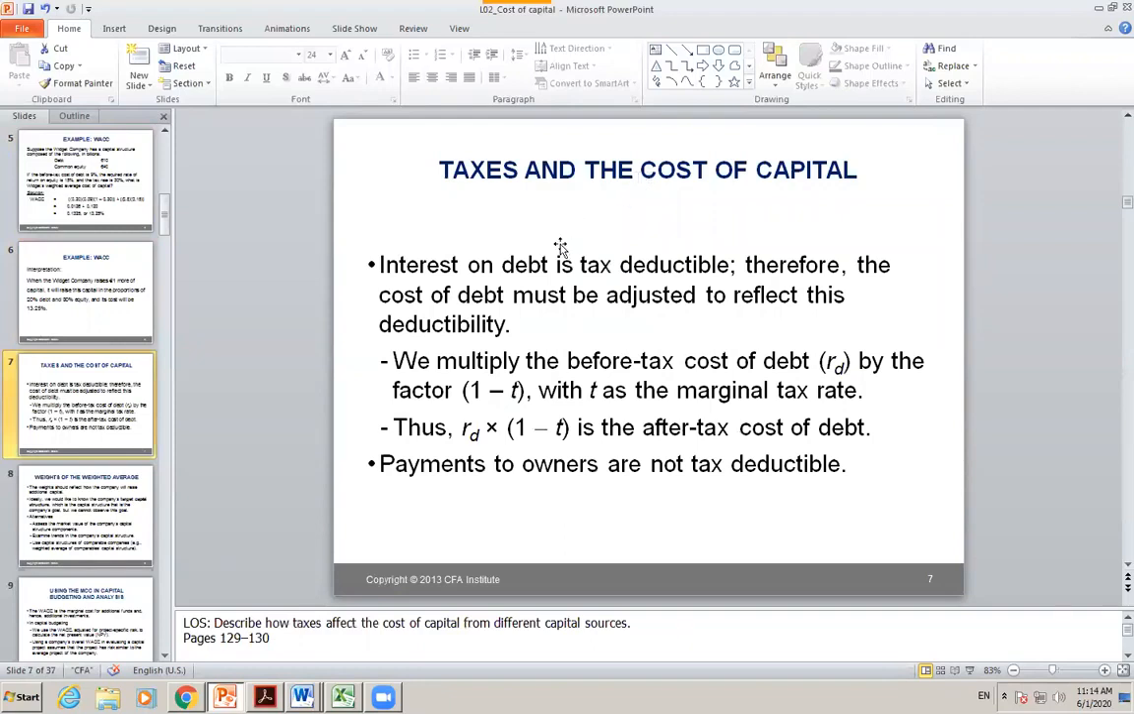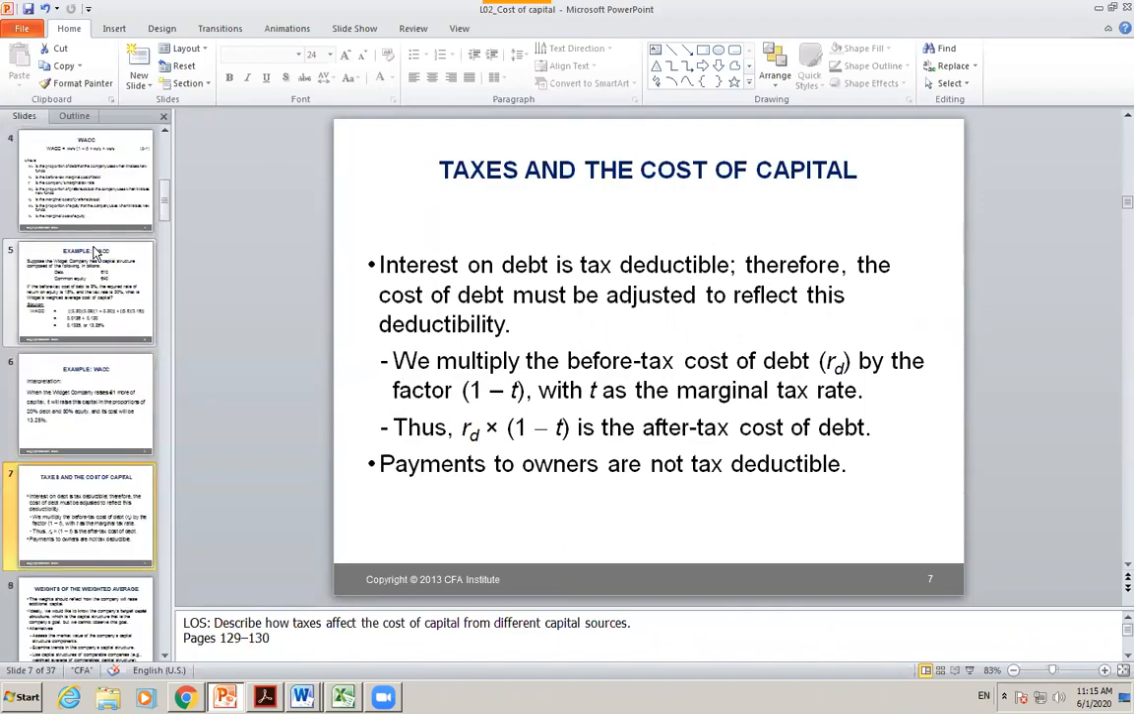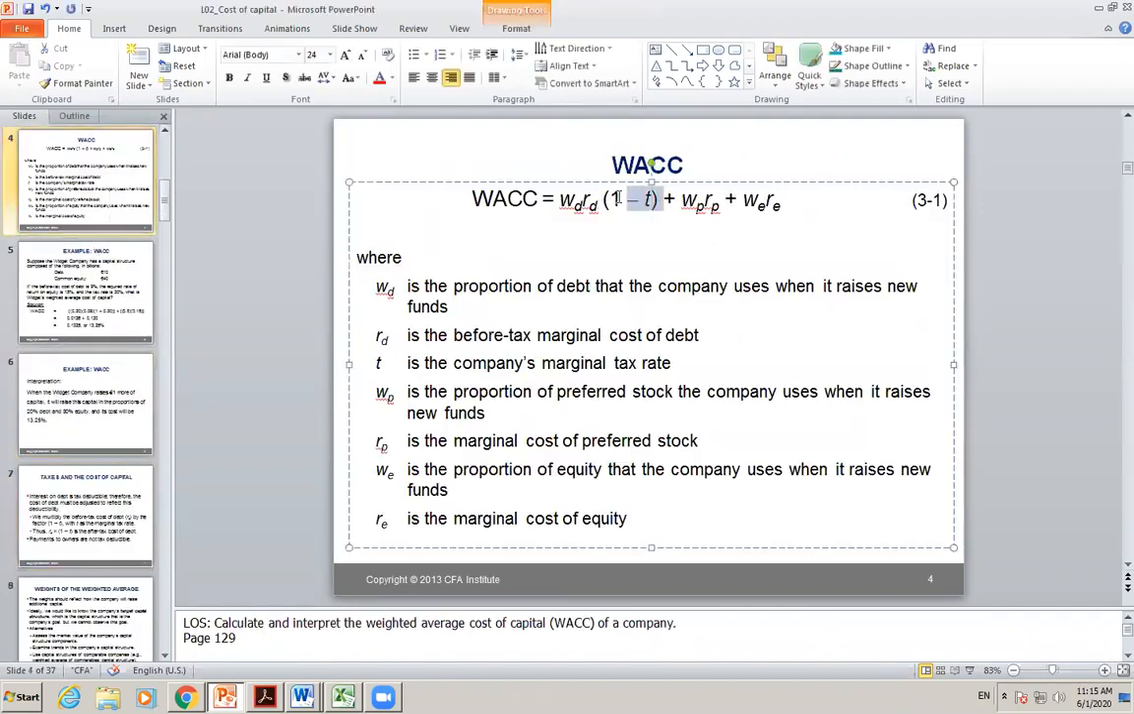And there's the tax effect. Actually, the interest on debt is tax deductible. Therefore, the cost of debt must be adjusted to reflect the deductibility. So we multiply the before-tax cost of debt by a factor which is 1 minus T, where T is the marginal tax rate. So this is what we are coming up with. Because all the interest expenses are adjusted for tax, there's a tax shield coming from the interest, so we need to deduct it in order to come up with the cost of capital.